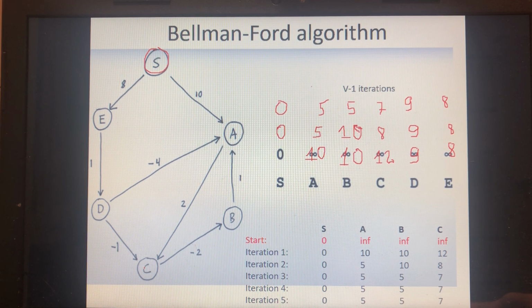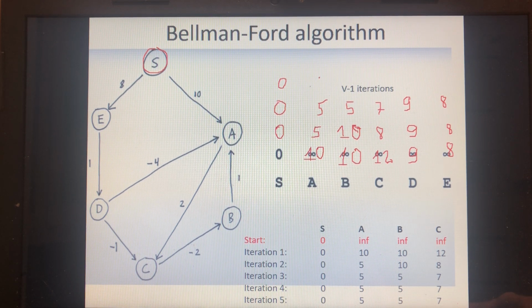From D we can also go to C, so 9 minus 1 would be 8 for C, but we already have 7. From E we can go to D, so 8 plus 1 and we can go to D, we have 9, we already have 9 here. So for the fourth iteration it would be the same numbers. So you can see that nothing changes. And it would be the same for the fifth iteration. So you can see that from some particular time nothing changes.